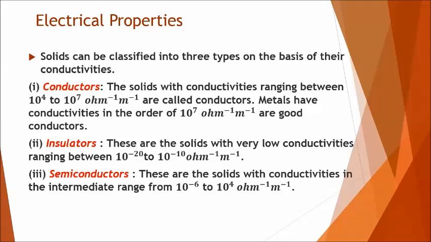And the last one is semiconductors. Semi means half. That means half of the electricity is passing through the substance, so we can say it is a semiconductor. These are the solids with conductivities in the intermediate range between 10 raised to minus 6 to 10 raised to 4 ohm inverse meter inverse.